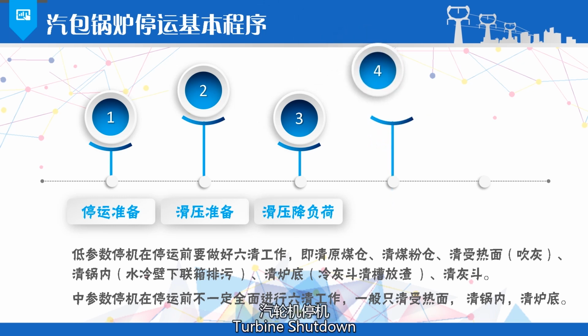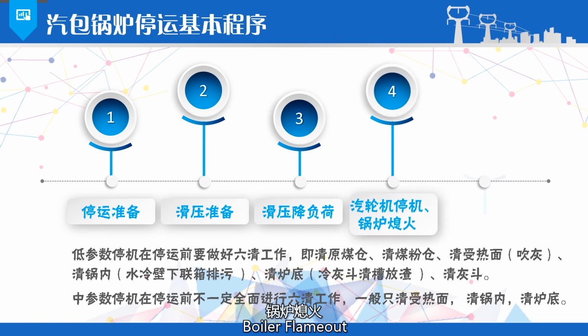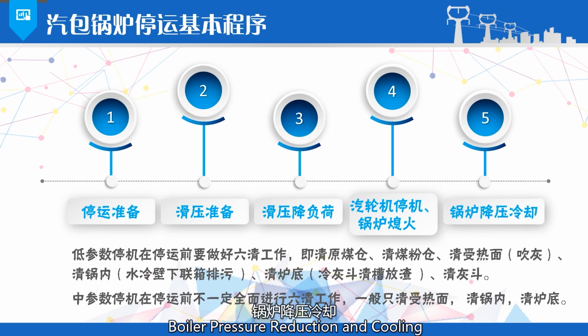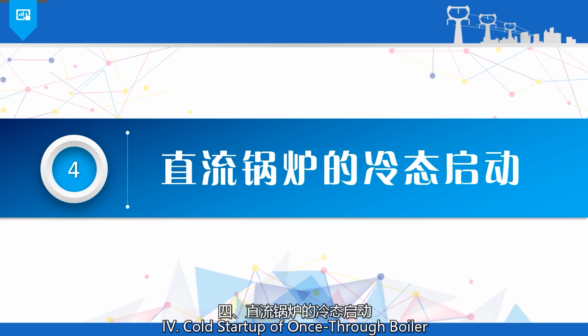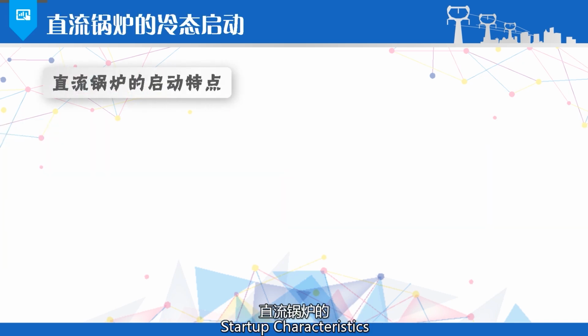Fourth, turbine shutdown, boiler flame out. Fifth, boiler pressure reduction and cooling. Fourth, cold startup of once-through boiler. Startup characteristics of once-through boiler.